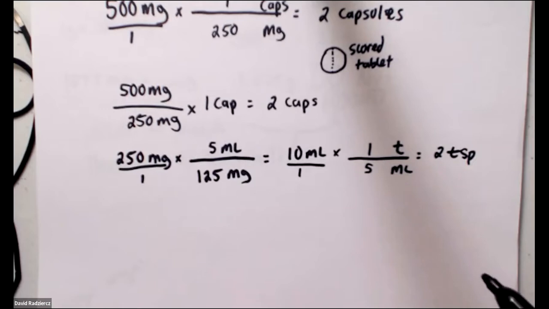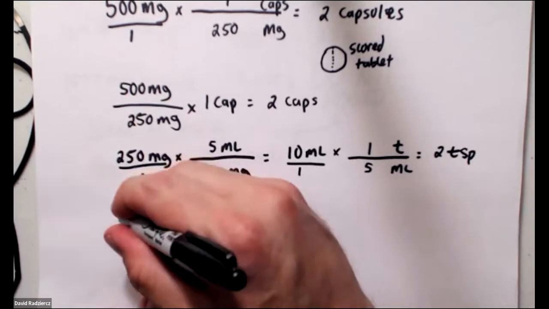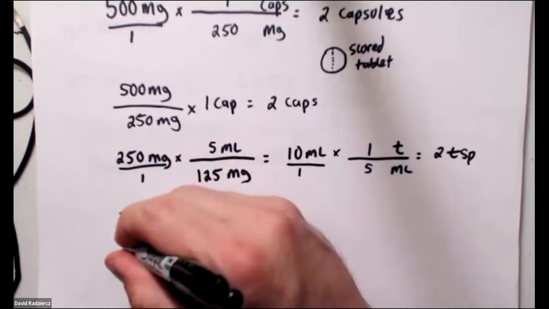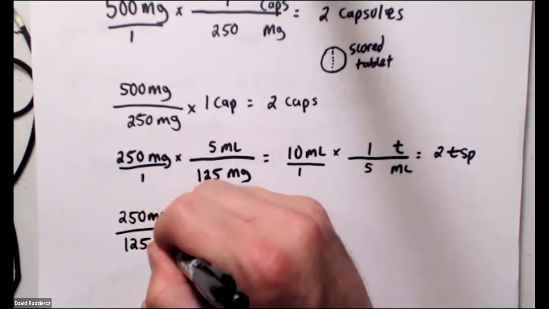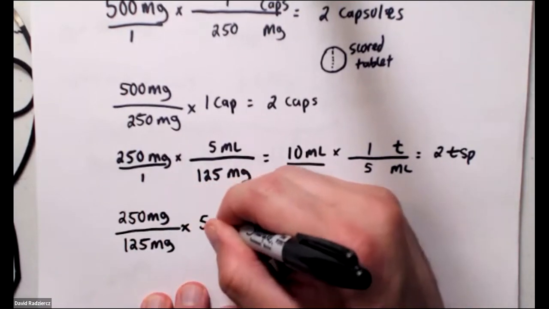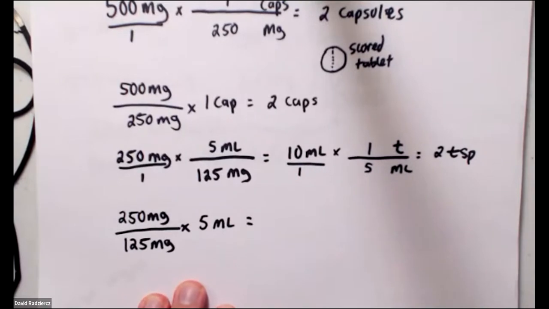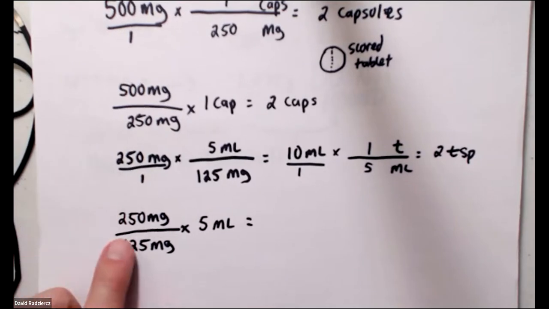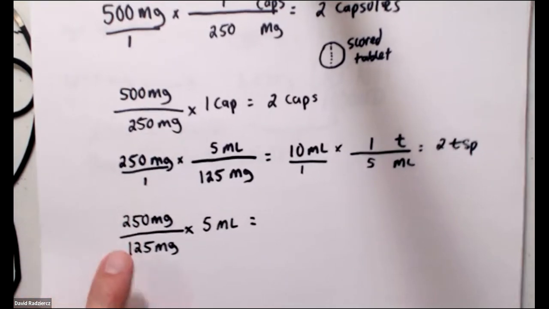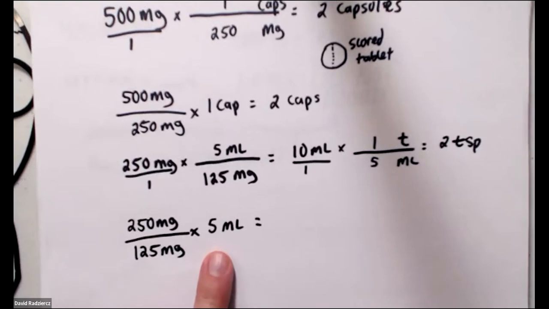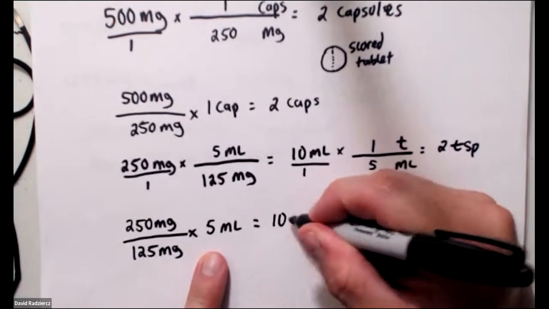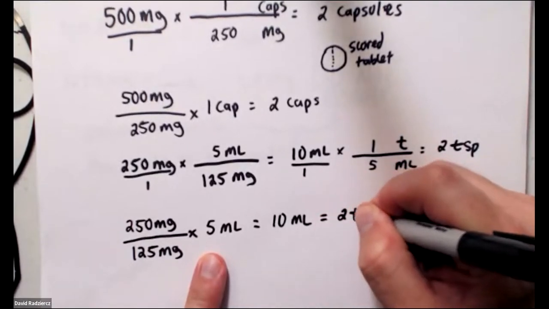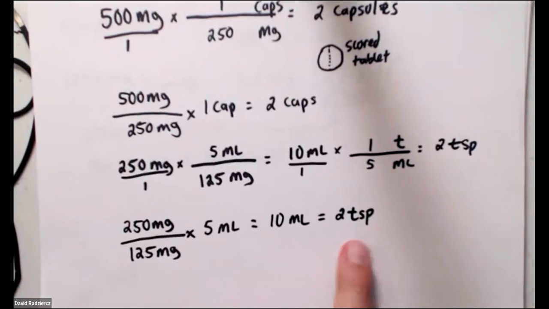Then the alternative way, I can take my order over my available times my quantity. So my order is the 250 milligrams by mouth, and then I have available 125 milligrams, and then my quantity is 5 milliliters. I get 10 milliliters, and then I do that same conversion, which is the same thing as 2 teaspoons. So I skip this step here because it's written up here.